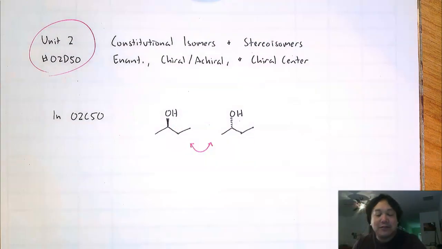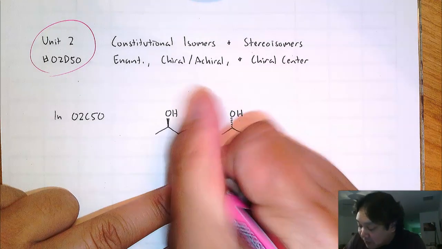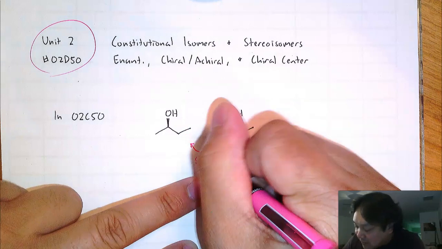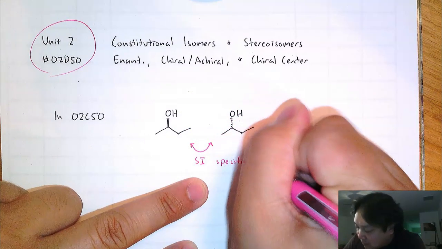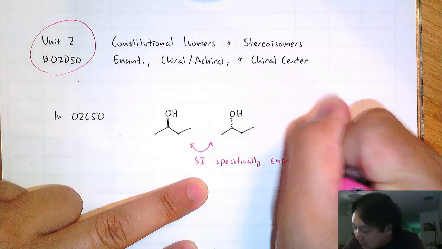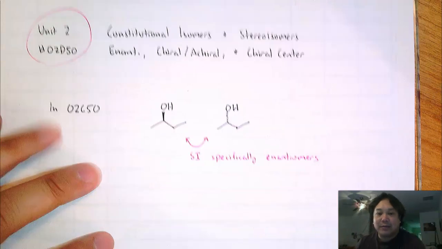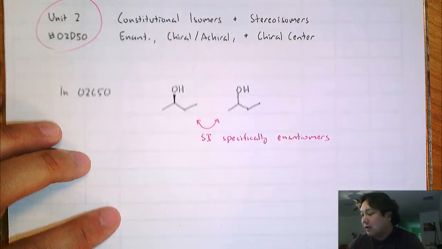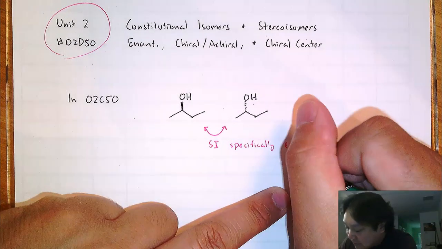They are not constitutional isomers because they have the same connectivity. They are stereoisomers. Specifically, enantiomers. And remember, the definition for enantiomers is non-superimposable mirror images.